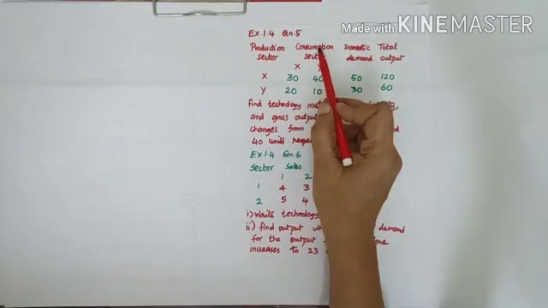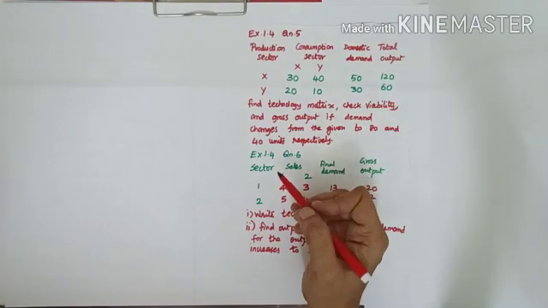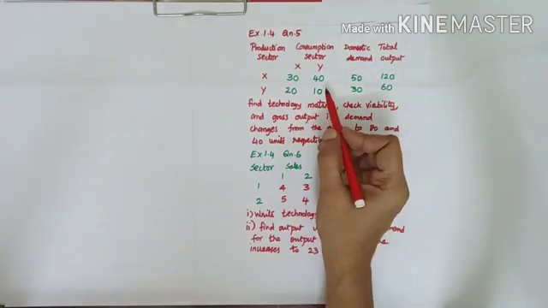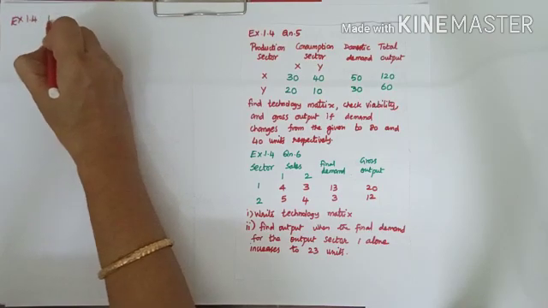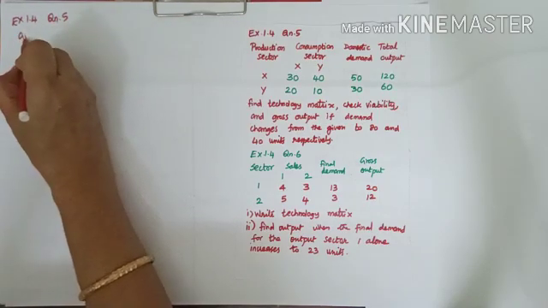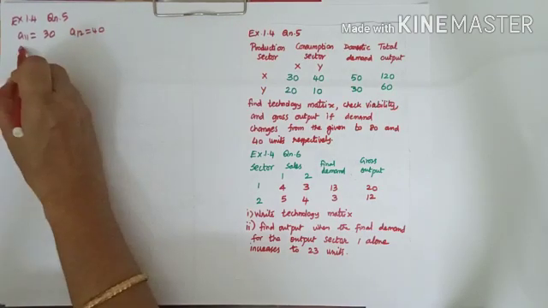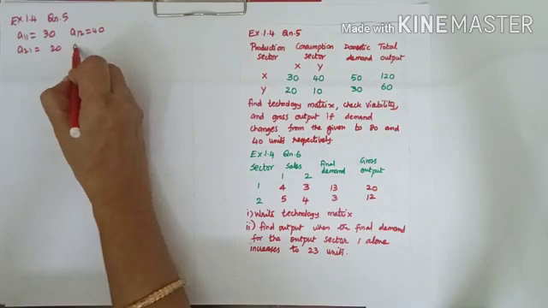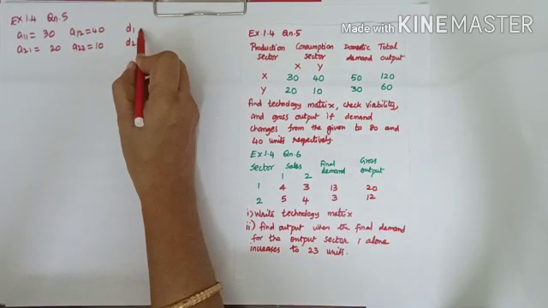Exercise 1.4, question number 5. Production sector, consumption sector, domestic demand and total output are given. From the question, what all I understand? What is A11? 30. A12 40. A21 20. A22 10. Demand 1, demand 2.